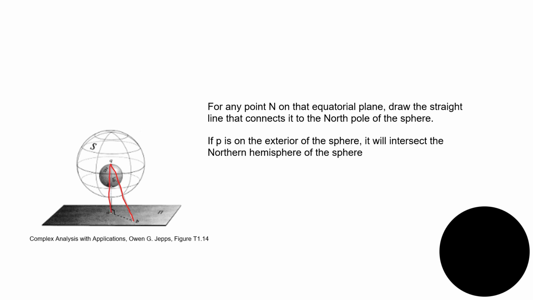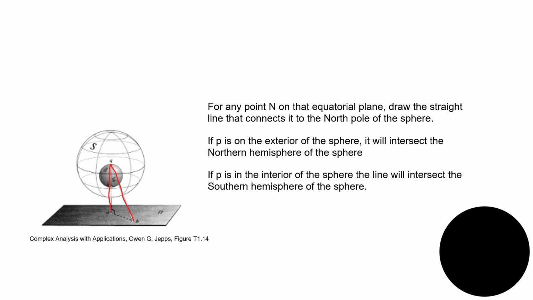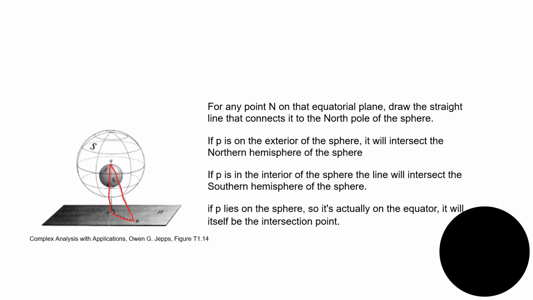If P is on the exterior of the sphere, it will intersect the northern hemisphere of the sphere. If P is in the interior of the sphere, the line will intersect the southern hemisphere of the sphere. And if P lies on the sphere, so it's actually on the equator, it will itself be the intersection point.